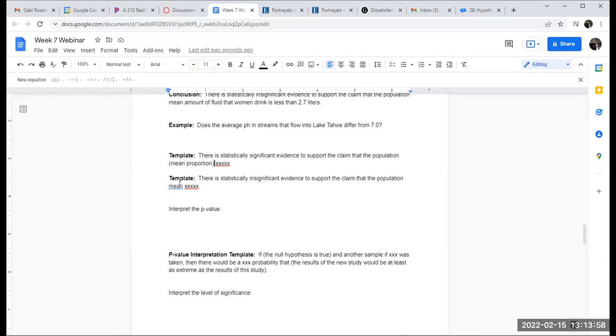Okay. And then similarly, for failing to reject, you say there's statistically insignificant evidence. Really, the only difference is the "in." So there's statistically insignificant evidence to support the claim that the population, and then whatever. And that's a template.